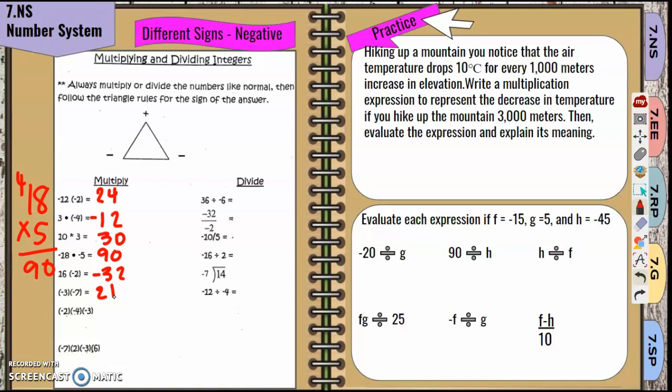When I have more than two numbers, I'm just going to multiply from left to right. 2 times 4 is 8. And a negative times a negative is a positive. Bring everything else down. 8 times 3 is 24. And a positive times a negative is negative 24.